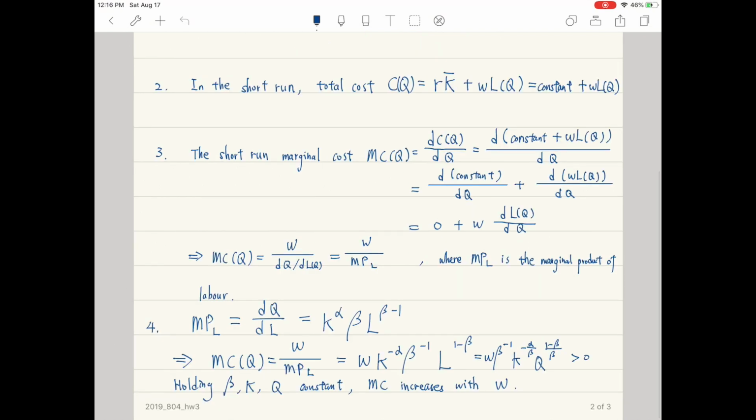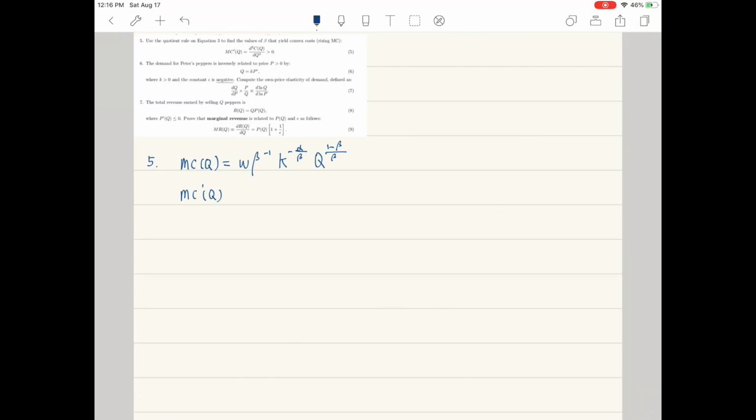For the fourth question, we can write marginal cost as a function of quantity. Then we can tell that holding capital and quantity constant, the marginal cost increases with the labor cost, the wages.